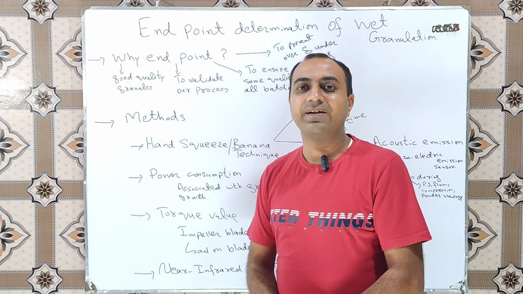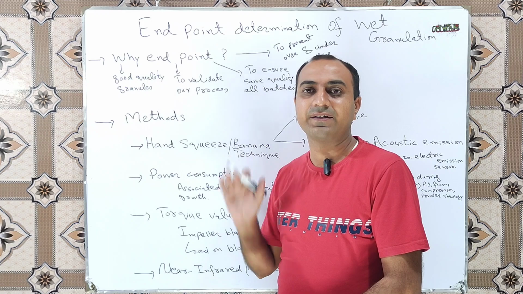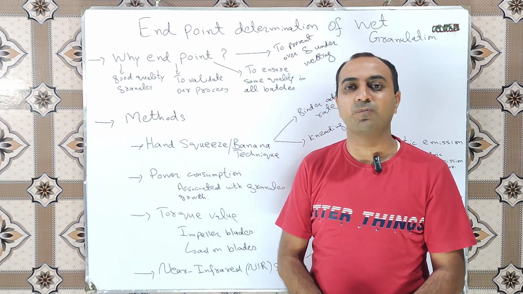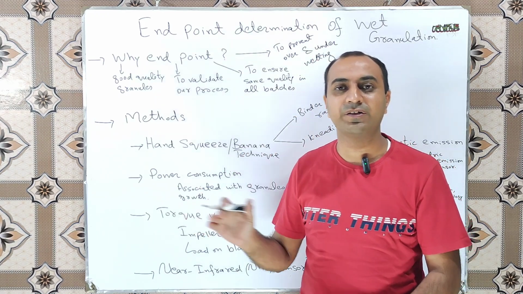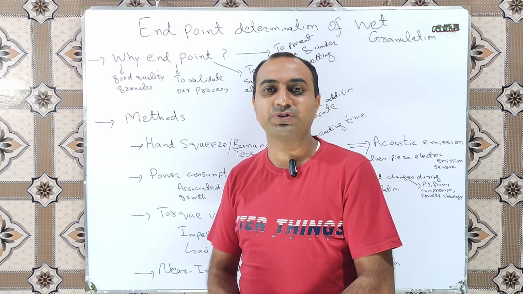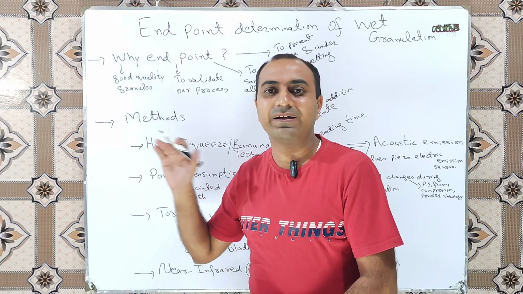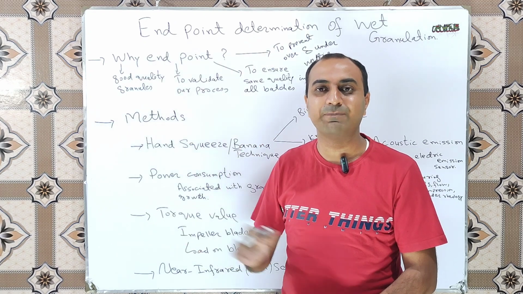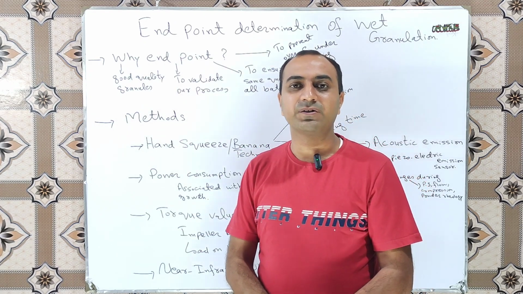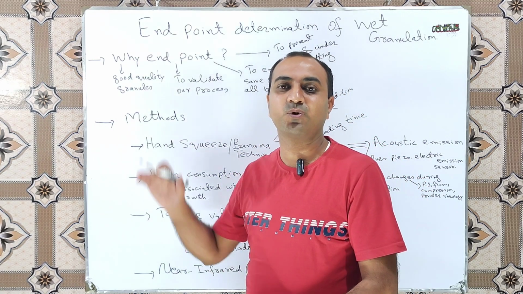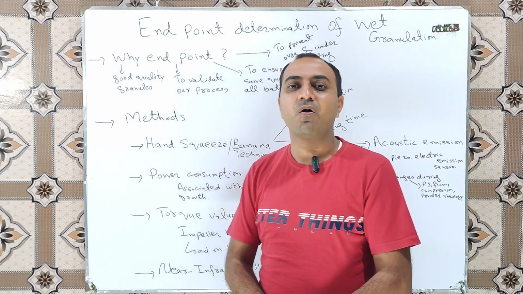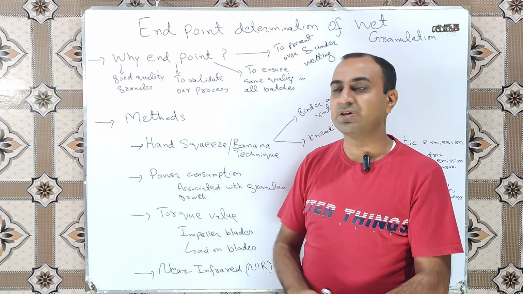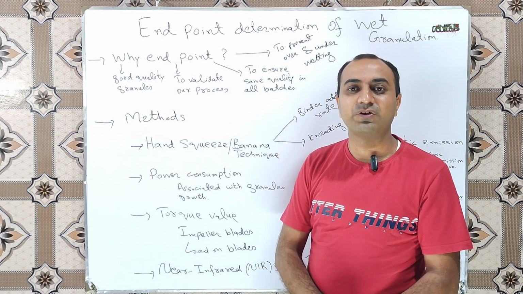What is the hand squeeze method or banana technique? The hand squeeze method or banana technique is the oldest method, and it is a physical method to determine the endpoint. This method is mainly dependent on the operator skills and experience. So what is the endpoint determination by hand squeeze method?